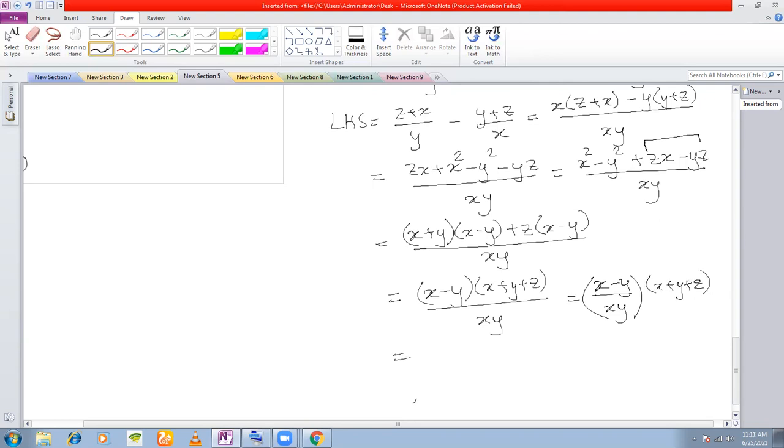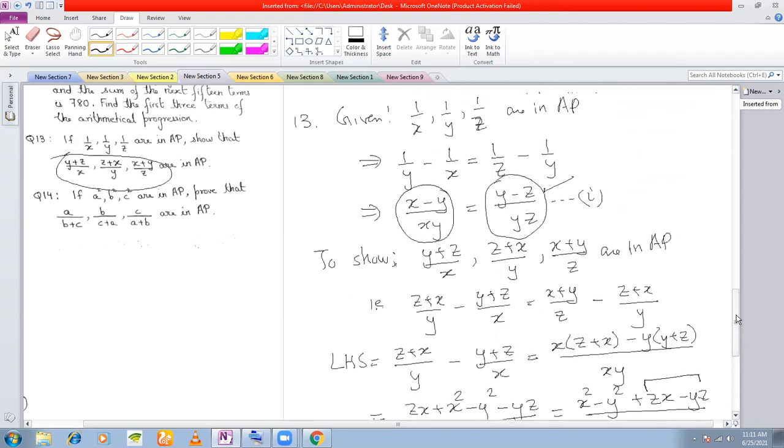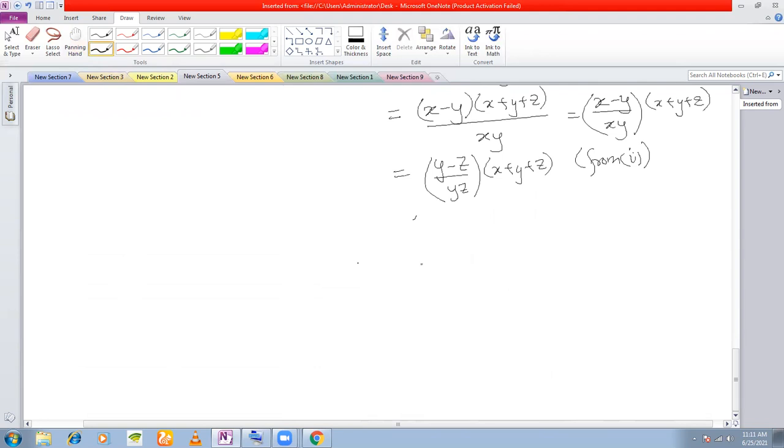Now from 1, what do we know? From 1 we know (x-y)/xy is equal to (y-z)/yz. So put it here, (y-z)/yz into (x+y+z). So this is the left hand side that we are getting, right? We got this from 1. Now we see, check the right hand side. What is the right hand side?